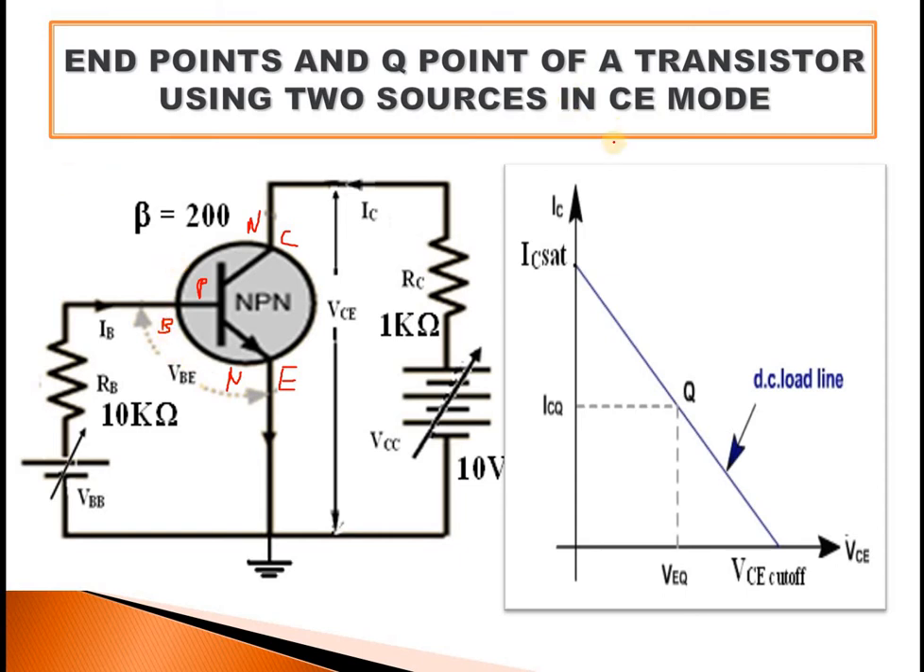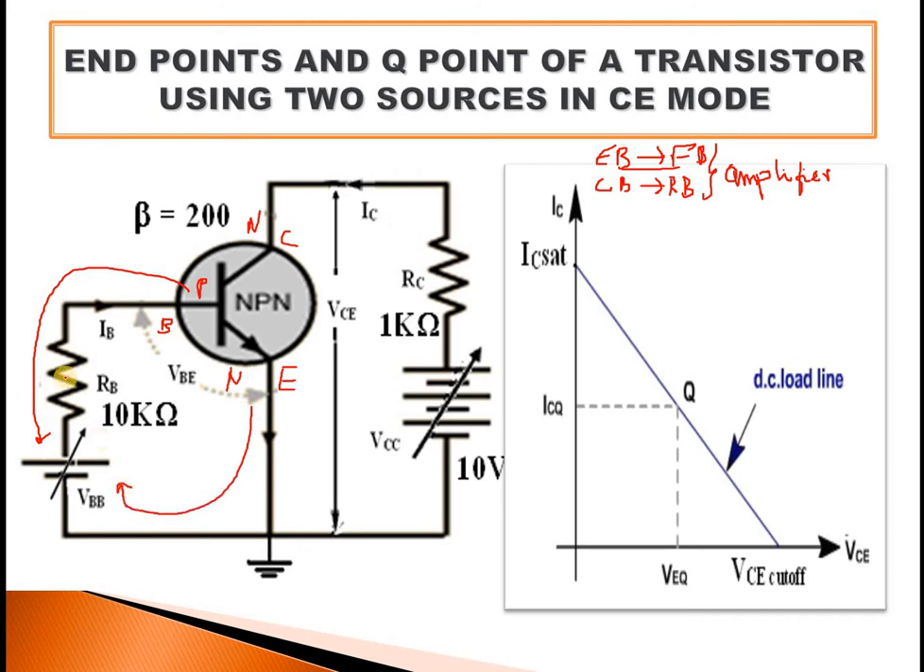Remember, always emitter base junction should be forward biased, whereas collector base junction should be reverse biased to use it as an amplifier. So, emitter base should be forward biased, means base P type should be connected to positive, emitter N type should be connected to negative with the resistor. Whereas collector base should be indirectly reverse biased.